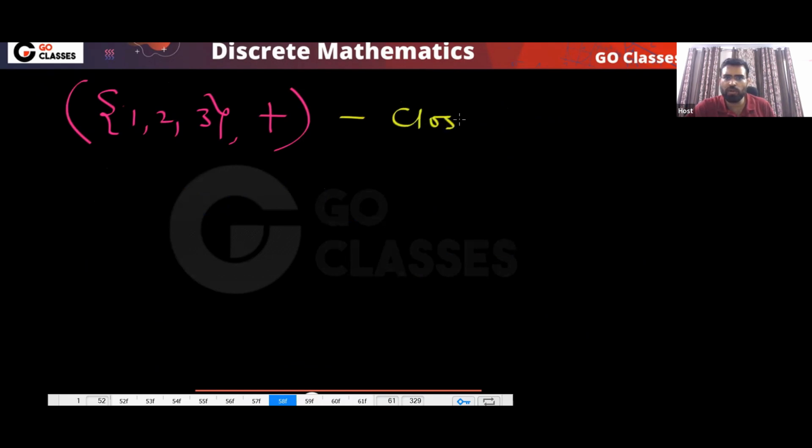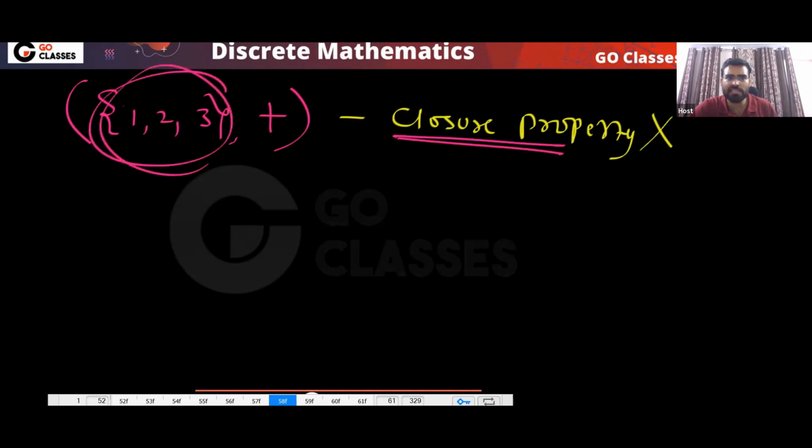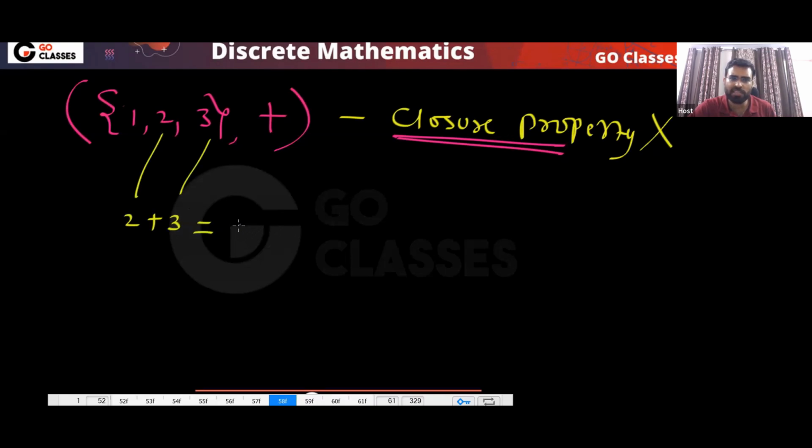Will it satisfy closure property? It will not satisfy closure property, right? Remember, closure property says that what happens inside this set should remain inside this set. But you can see, if you take these two elements and perform the operation, the result will be 5, and 5 is not in our base set. Correct? So the result is not in our base set.